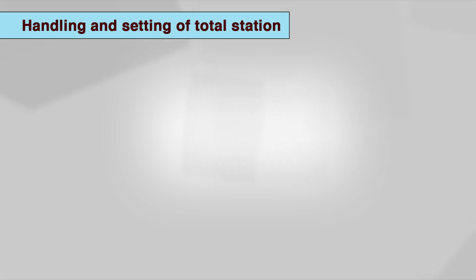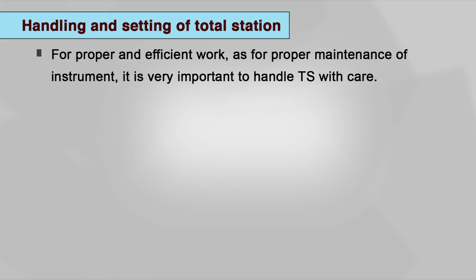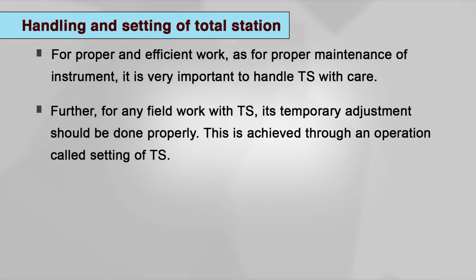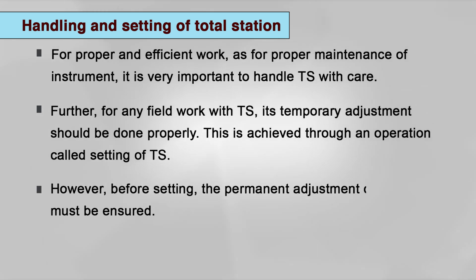Handling and setting of total station. This is our next point in total station operation. For proper and efficient work, as well as proper maintenance of the instrument, it is very important to handle the total station with care. Further, for any field work with a total station, temporary adjustment should be done properly. This is achieved through an operation called setting of the total station. However, before setting, the permanent adjustment of the total station must be ensured.